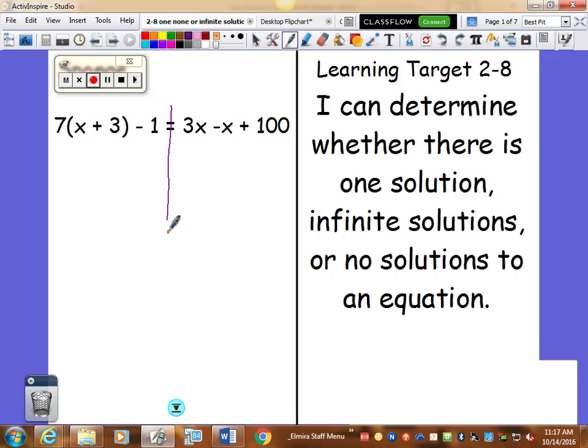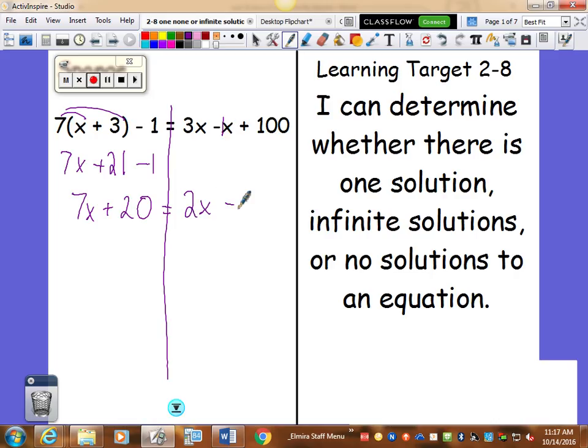Like in this warm-up question, I see a distribute. So 7x plus 21, bring down the minus 1, there's the distributing. I don't see anything more distributing to do. Now I'll combine like terms. 7x plus 21 and a minus 1 would be a plus 20. On this side, I've got 3x minus 1x is 2x. Bring down the plus 100.